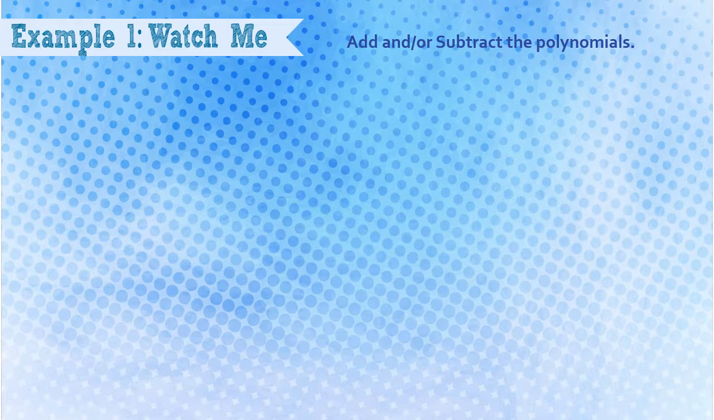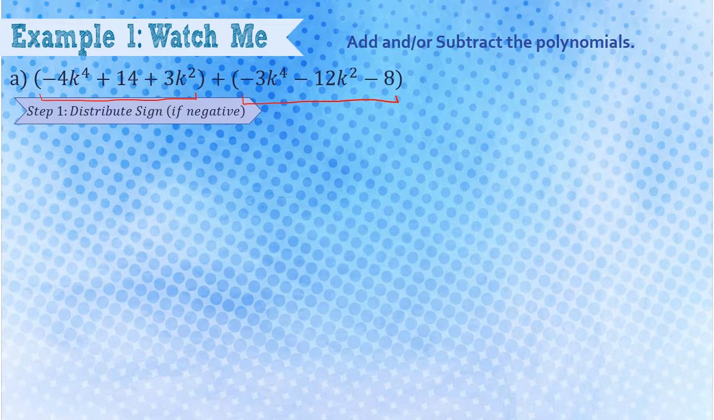Okay, so in our first example, we're going to add and/or subtract the polynomials. So here's our first example. Notice here we have a trinomial. There's 3 terms here, and we're adding it to another trinomial. So let's take a look at how we would do this. The first step is to distribute the sign if it's negative. Well, if we look clearly here, the sign in between both of my trinomials is a plus sign. So I don't need to distribute it because all of the signs are going to stay the same because I'm adding all of those parts.